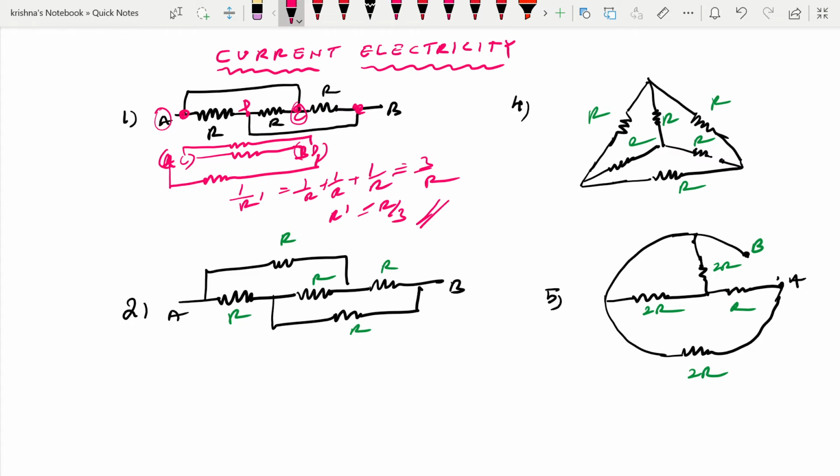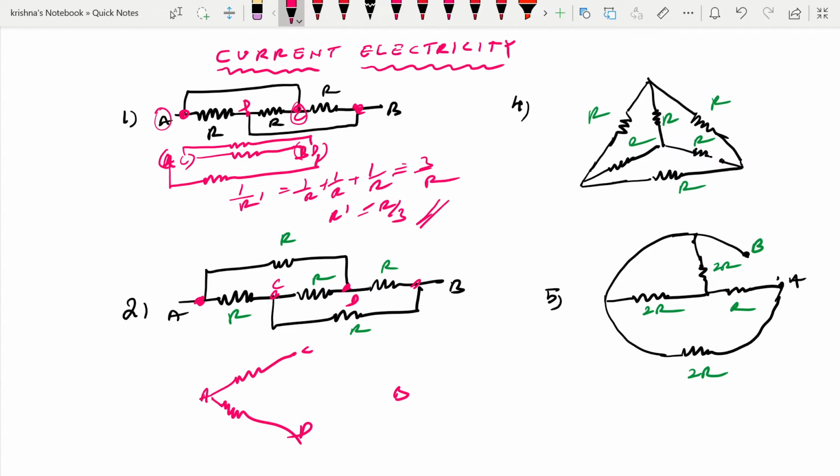When you come to the second question, it seems to be similar, but here one more resistance is there. These are all different points. We can take A, B, C and D. Let us see how to solve this problem. In between A and D, one resistance is there. In between A and C, one resistance is there.